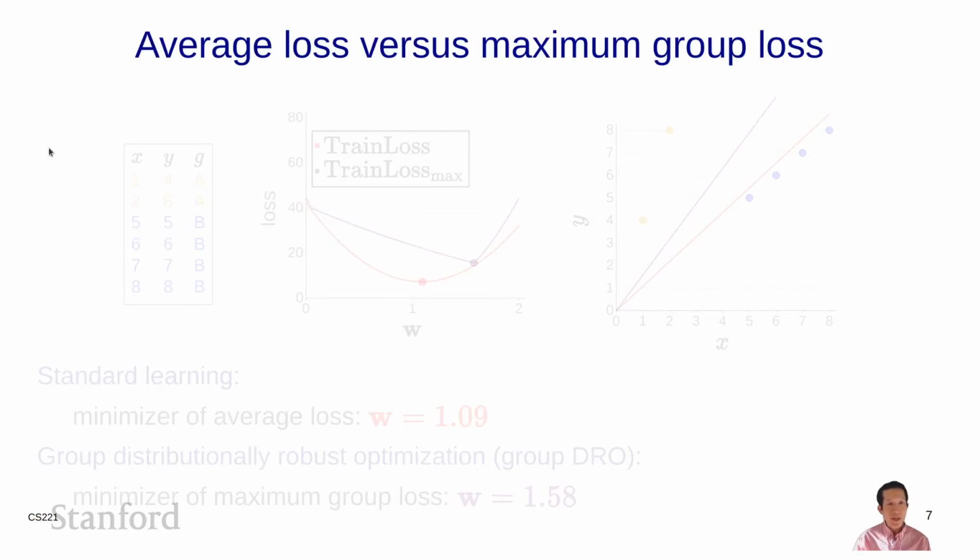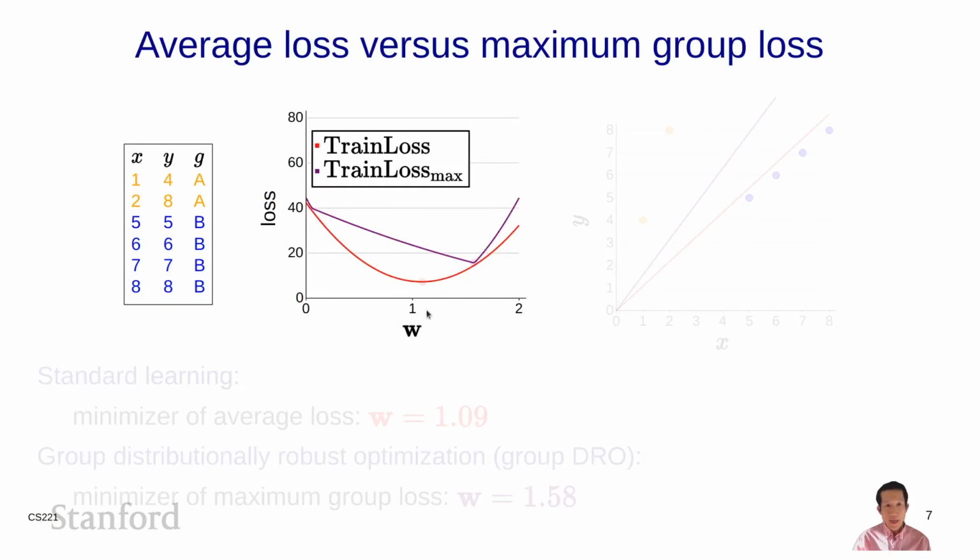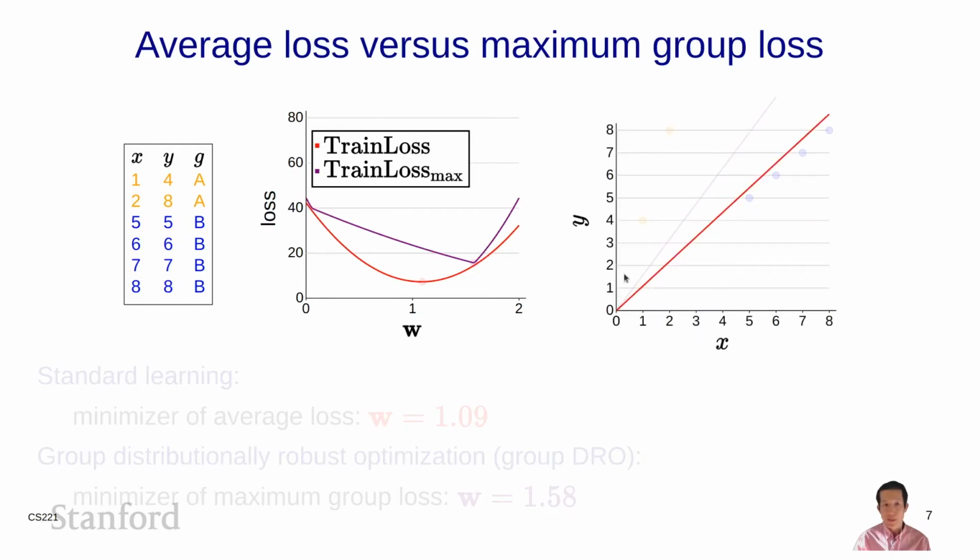So now let's compare these two loss functions. We have the average loss and the maximum group loss. We can plot both of these here, and pictorially we can see what's going on. Let me plot our data points just so we have them available. These functions are definitely very different. What happens now when we try to minimize the average loss versus the maximum group loss?